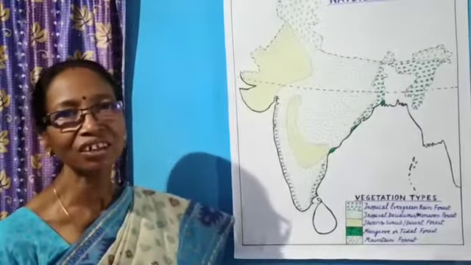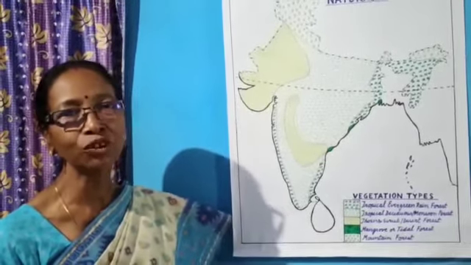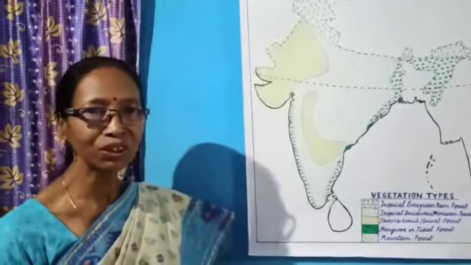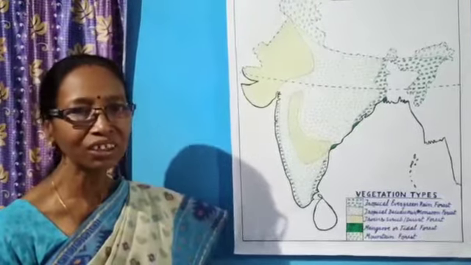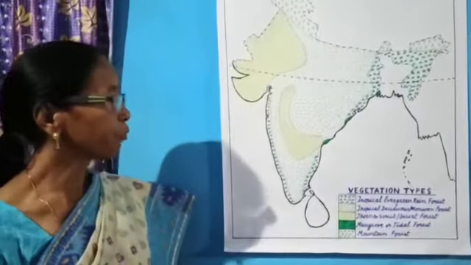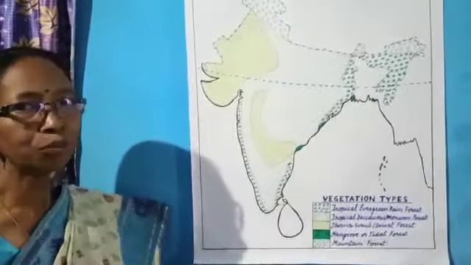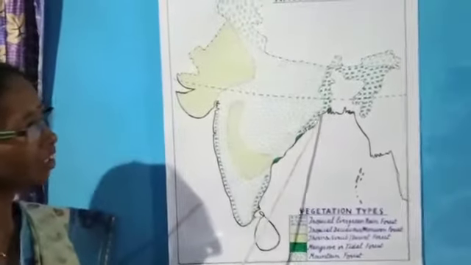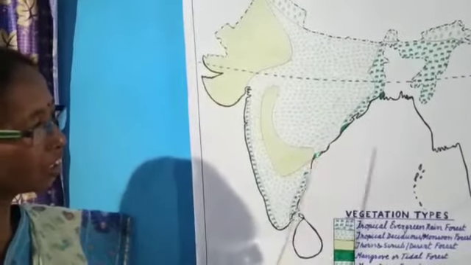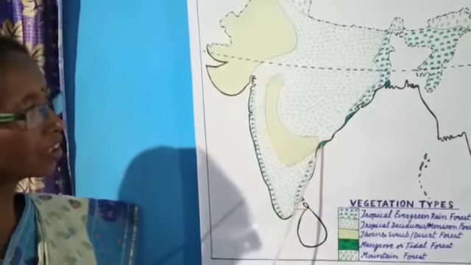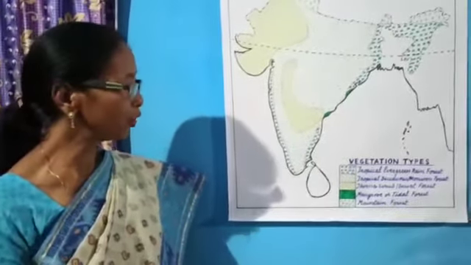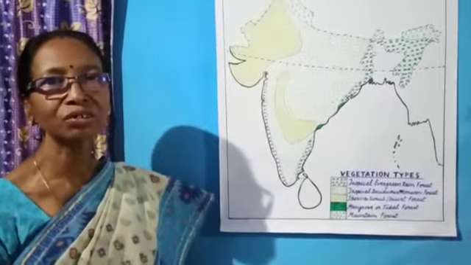These trees are hard, durable, and very good for boat making. The main trees found here are Sundari, Gurjan, and Hintan. The Sundari tree is very important for boat making and boxes. So the areas of tidal forest, mangrove forest or littoral forest are the delta of river Hooghly, the coastal areas and delta of river Mahanadi, and the delta of rivers Krishna and Godavari. So do remember these two natural vegetations that I explained.